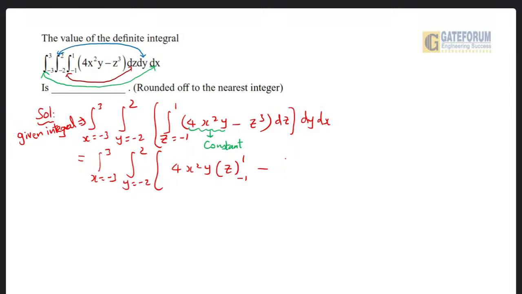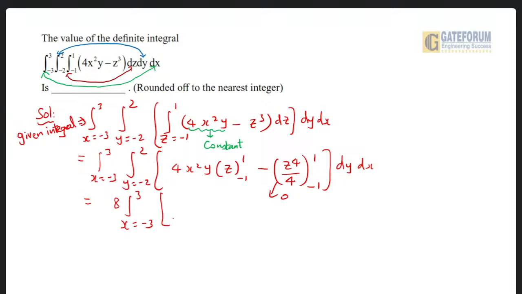Integral from minus a to a of f of x dx is equal to 0 when f of x is an odd function. You can use that property also, or direct integration, z power 4 by 4 between the limits minus 1 to 1, dy dx. So this term becomes 0 and this finally simplifies to 8, that is 4 into 2. Now take out that constant 8, x limits minus 3 to 3. Now inside y integration, y limits minus 2 to 2, x square into y dy, and then bracket closed, this is dx.